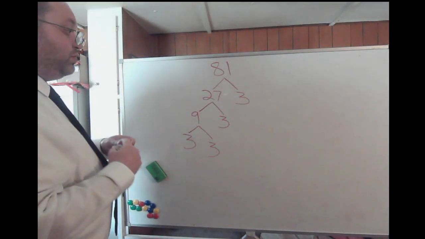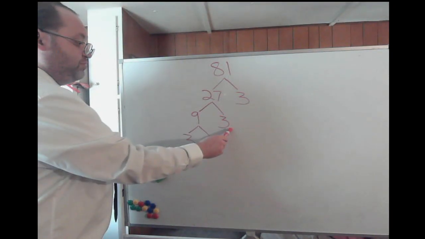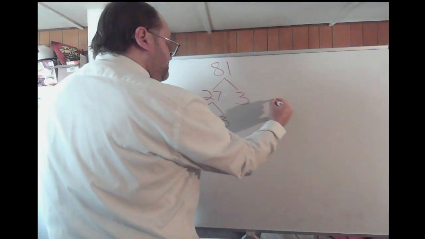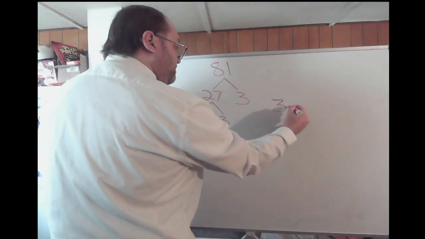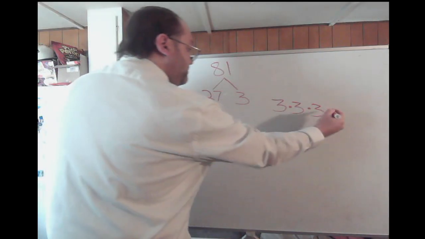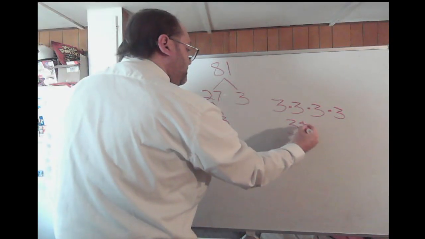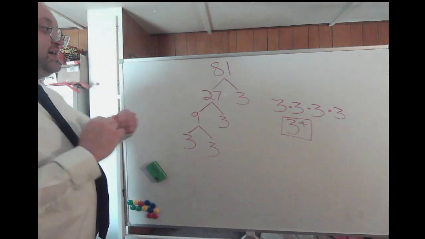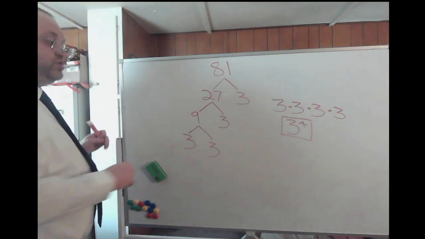9 breaks down into 3 and 3. So now, wherever you see the ends being just the prime number 3, you take each of those as your factor and multiply them by each other. You'll have 3 times 3 times 3 times 3, or simply 3 to the 4th. This proves that no matter what factors you decide to start with, it's going to break down into the same prime factorization.